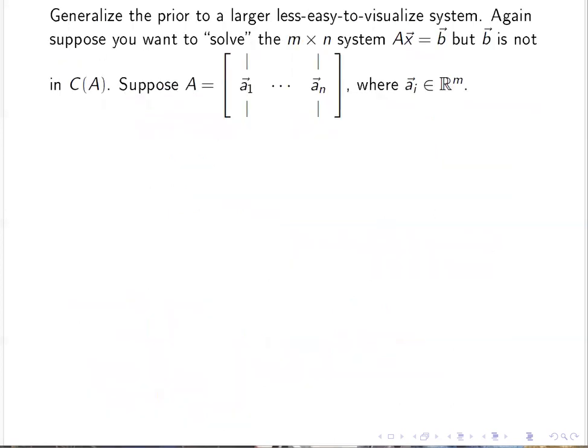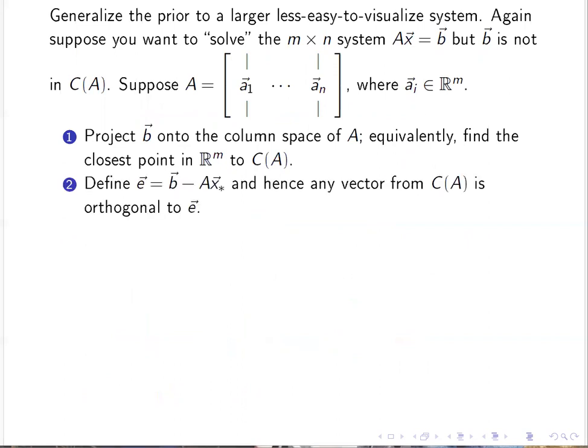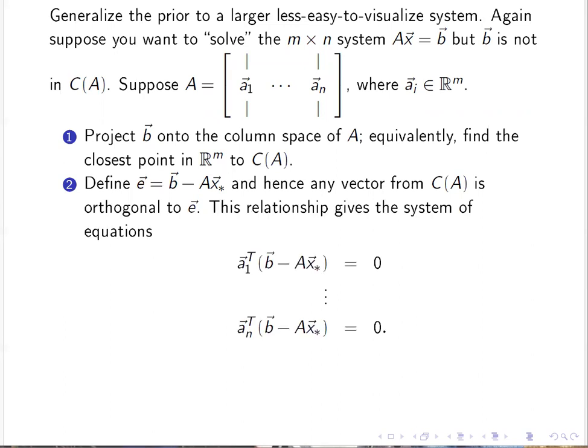That's not an accident. All right, so let's try to generalize this to a situation that's not easy. That was a 2 by 2. We could look at 3 by 3, but 4 by 4, 5 by 5, we can't visualize. So suppose I give you matrix A, where my columns are A1, A2, all through AN. If B is not in this column space, we have to find the closest point in it. So again, we're going to say B is equal to A times some X, which I'm going to call X star, the same thing as X sub B. And any vector in the column space is going to be orthogonal to the error. So we can still do this whole situation.